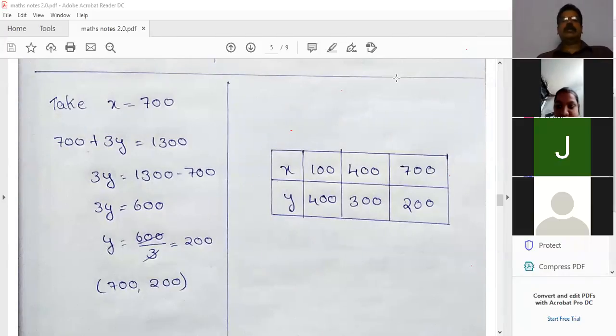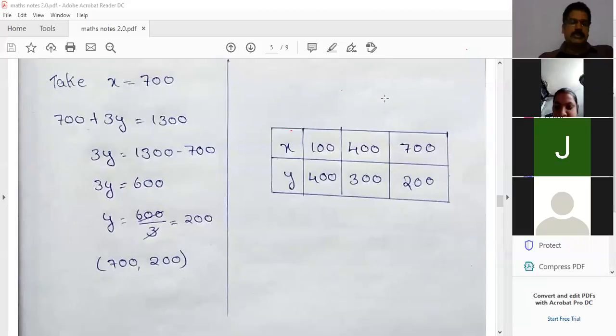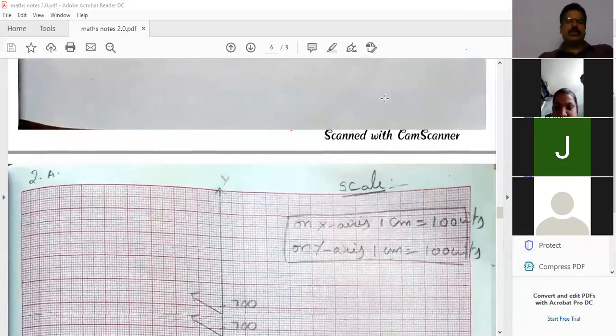Are you getting it? Okay, over, complete? Yes, sir. Okay, next the graph I'm showing is a graph.